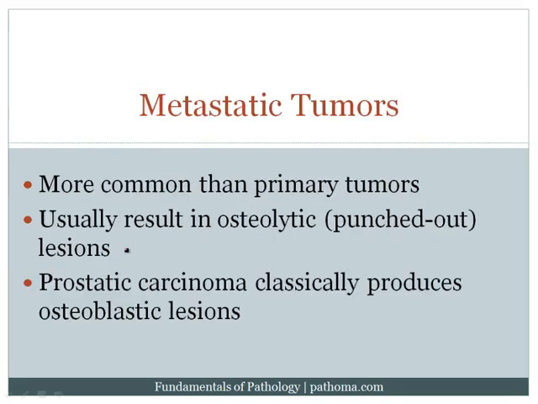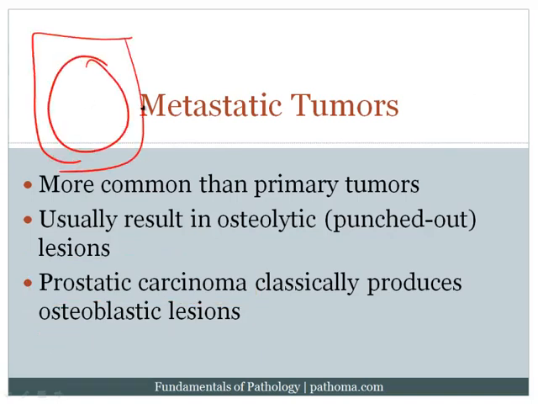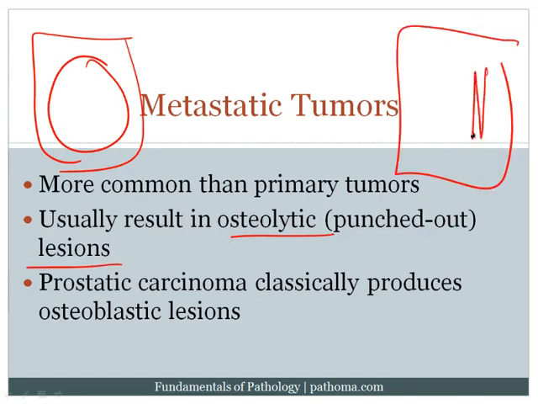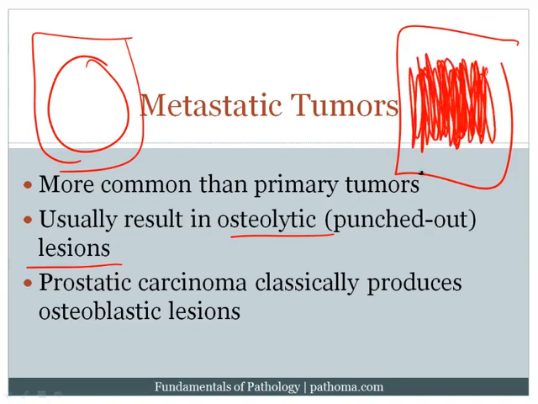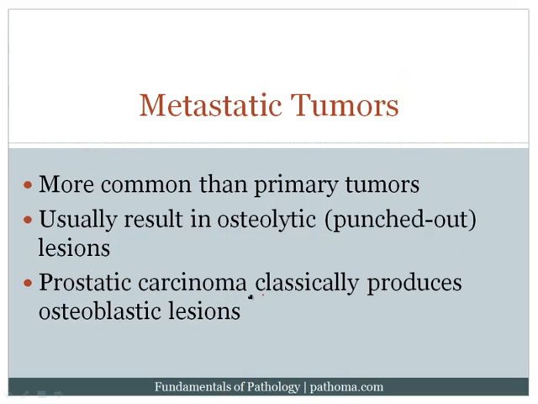The final discussion involves metastatic tumors. Metastatic tumors are more common than primary tumors in the bone. They usually result in osteolytic lesions or punched-out lesions of the bone. However, one important high-yield exception is prostate cancer. This usually produces an osteoblastic lesion. And so what that means is that when you look at the bone, instead of having this punched-out circular space, as would occur in osteolytic lesions, in an osteoblastic lesion, you get activation of the osteoblast, and they begin to lay down bone adjacent to the tumor, and that gives you sclerosis of the bone. And so again, prostate carcinoma classically produces osteoblastic lesions. And that concludes our discussion of bone tumors.